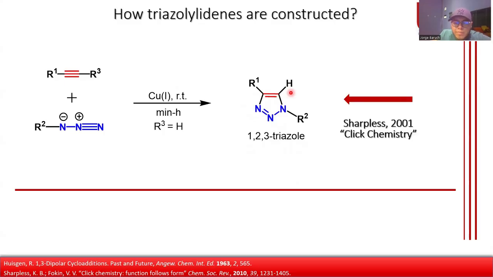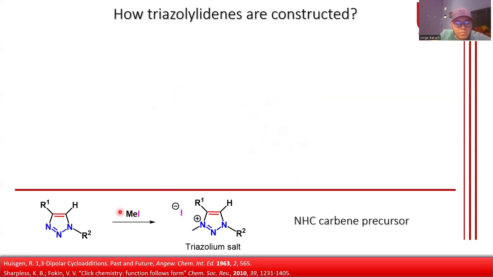This molecule, which was developed in 2001 in a process called click chemistry, then needs to form a new nitrogen-methyl bond by reaction with a reagent called methyl iodide. In this case, we are changing the coordination number of this nitrogen from 3 bonds to 4 bonds, and so this nitrogen becomes positive. This molecule then is a cation, which enhances the acidity of this CH bond. This is important because we can remove this CH bond more easily compared to the neutral form. So this is actually an NHC carbene precursor.